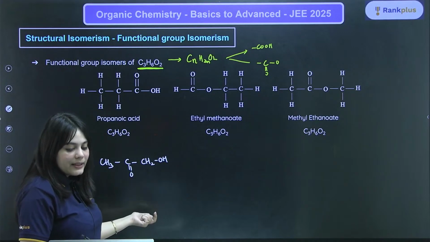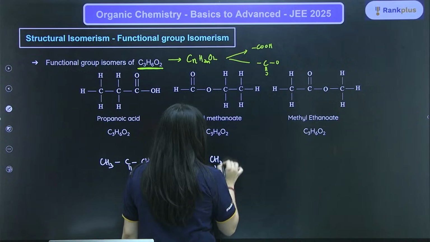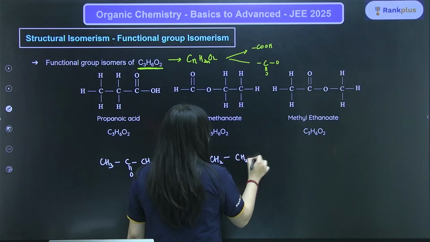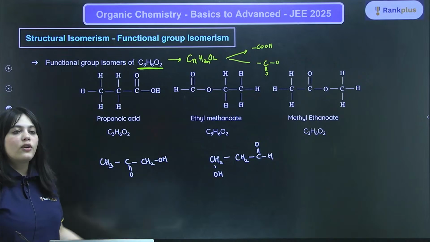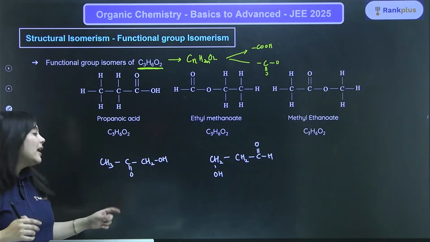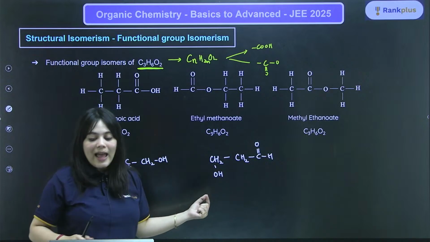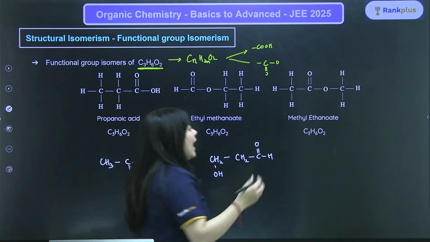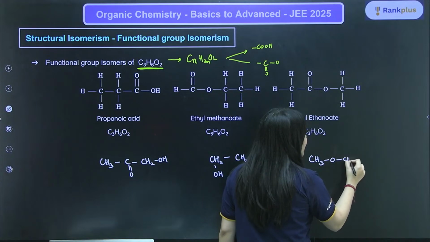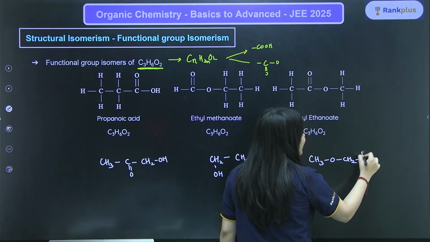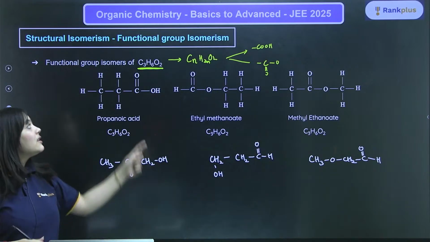I can also write it like this: CH2OH, CH2, and I can write C=OH. Now count the number of carbons, hydrogens and oxygens. This is once again making sense. I can also write a ketone with the alcohol, an aldehyde with the alcohol. What is the other thing I can do? I can write an ether, CH3OCH2, and here I can write an aldehyde. So this once again follows the same general formula.